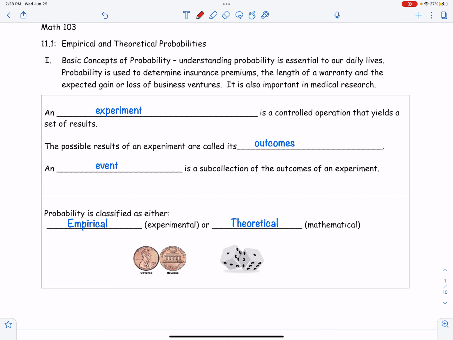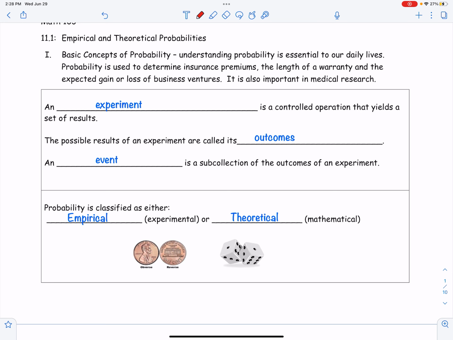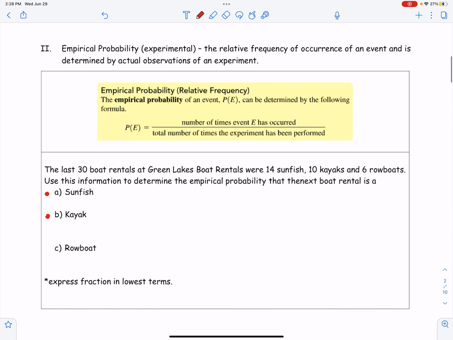And we're going to talk about two different types of probability here. Empirical is one that's based on data. It's also called experimental. And theoretical is one that's just based on possible outcomes, and it's more of a mathematical approach. All right, so we're going to start with empirical. And these are pretty straightforward.